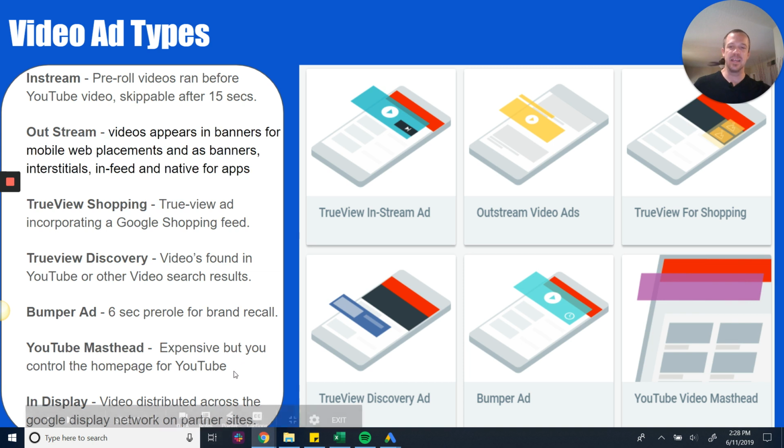The YouTube masthead, it's really expensive. So I don't even know what to say on that one. Whenever I worked with Google at their ETO, it was like $175,000 to get it for an hour or a day. It was just nuts. And then your in display is videos distributed across the Google Display Network on partner sites, right? So that's your YouTube ads that are pushed out. They're actually not YouTube ads. They're created as display campaigns, and they're pushed out across the different websites that support video content.